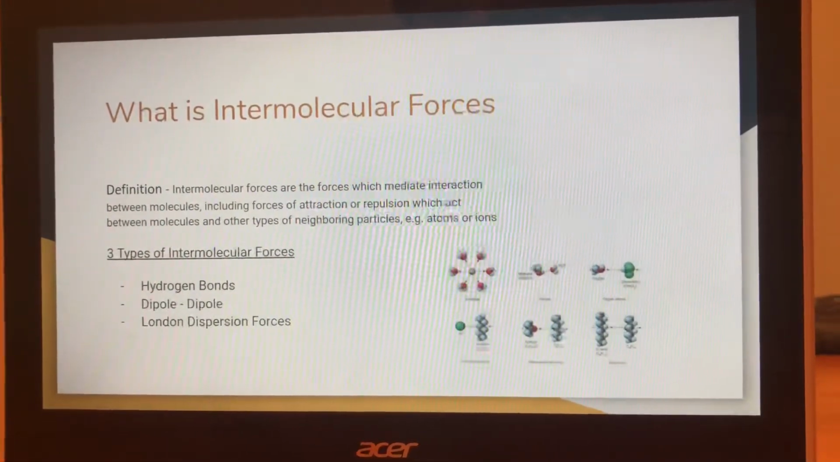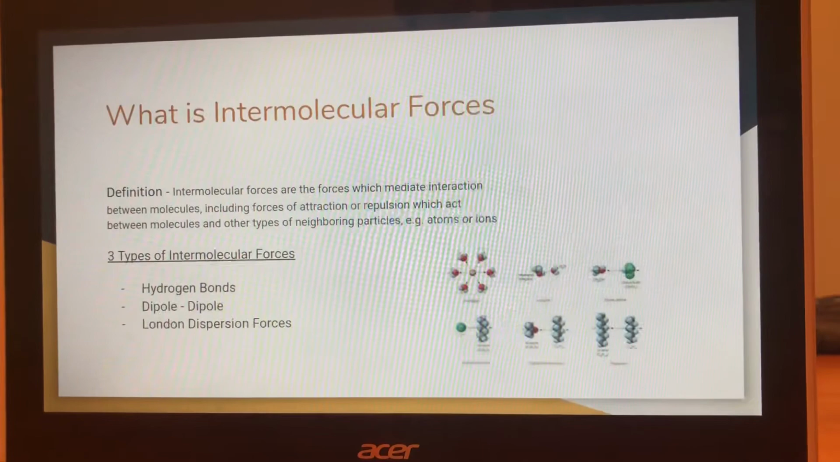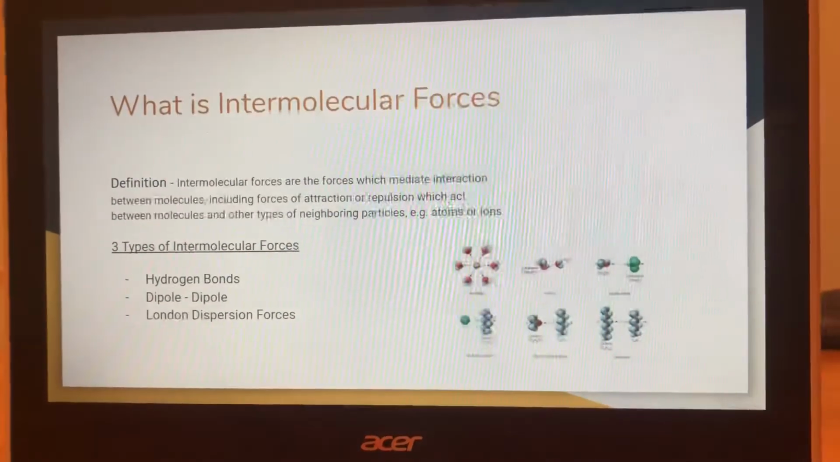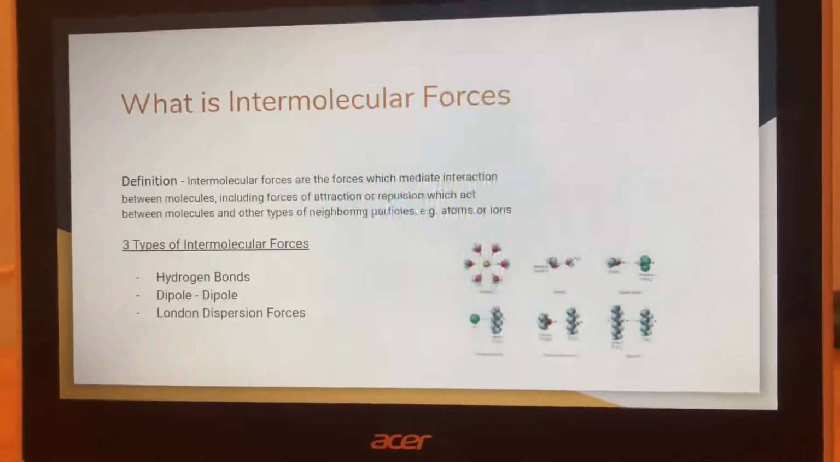Hydrogen bond is the strongest out of them. Dipole-dipole is the second strongest, and London dispersion forces are the weakest out of these.